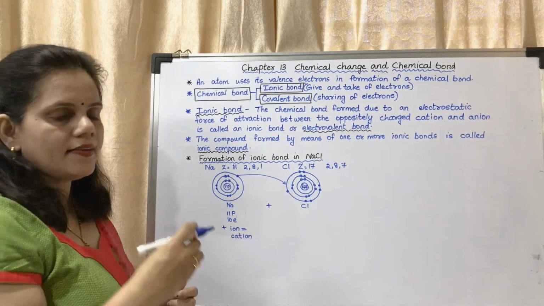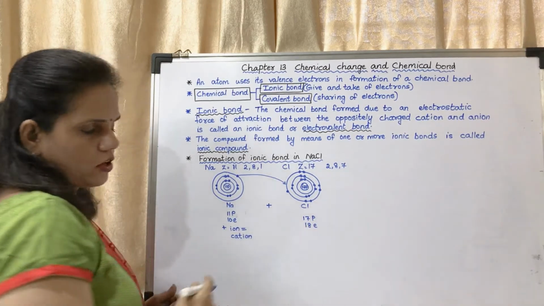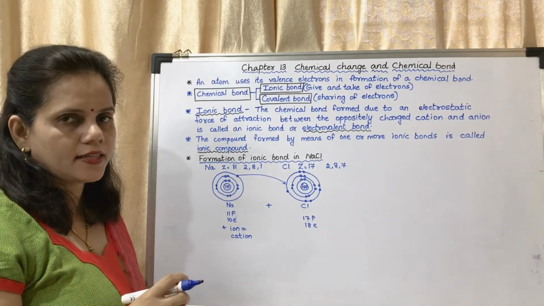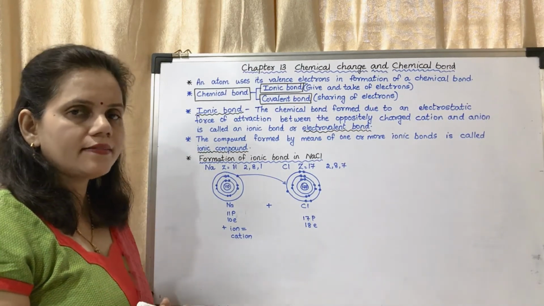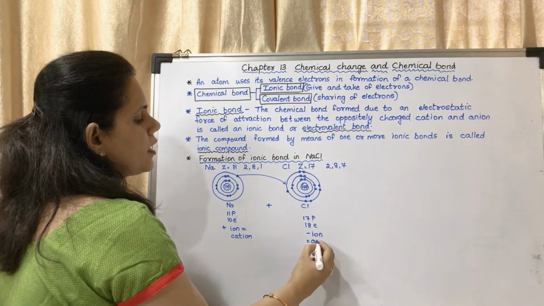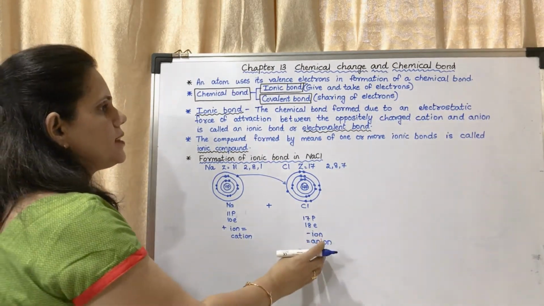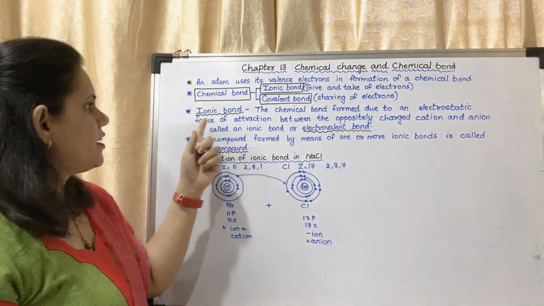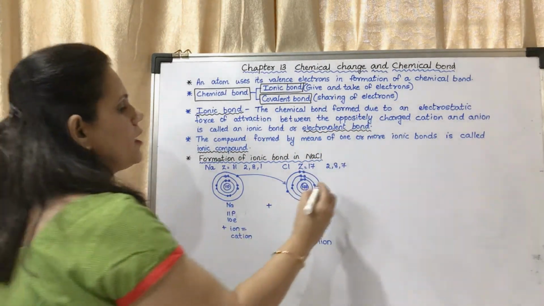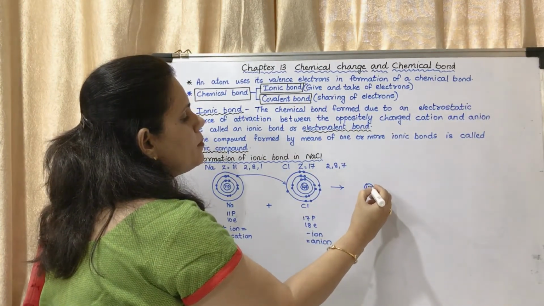Here, after receiving 1 electron, it is having 17 protons and 18 electrons. That means it is having 17 positive charges and 18 negative charges, so 1 negative charge extra. That means it will form a negative ion, and negative ions are called anions. There is an electrostatic force of attraction between the oppositely charged cation and anion. They will combine together to form sodium chloride.